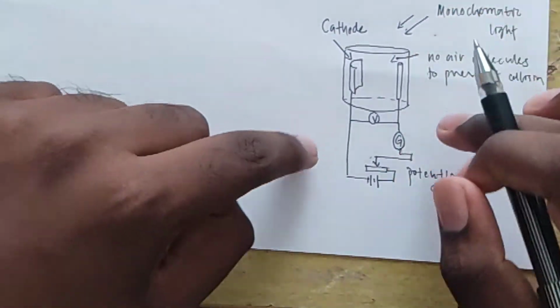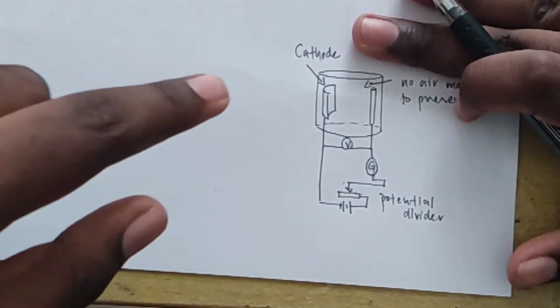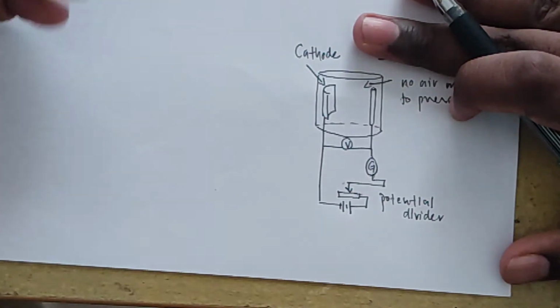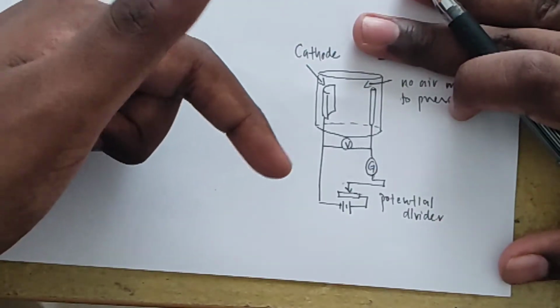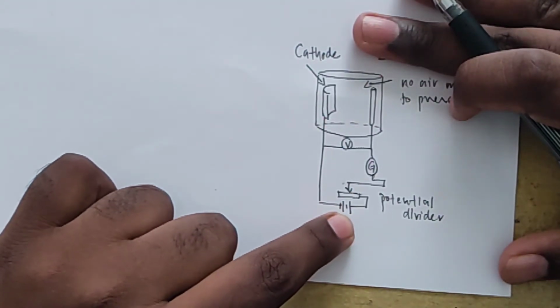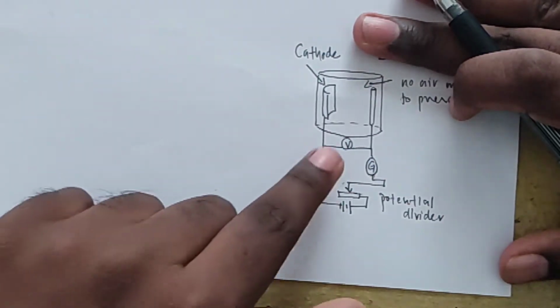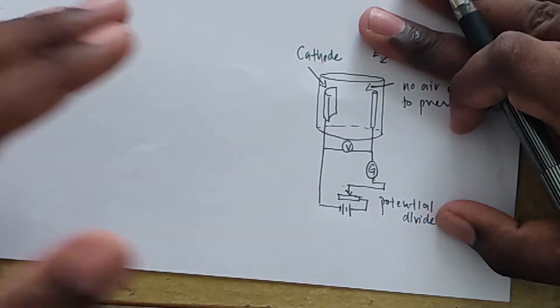Right now, at this moment, assuming there's no monochromatic light, the circuit is incomplete, or it's an open circuit. There's no electricity flowing through it. As you can see, there are batteries down here, a potential divider over here, a galvanometer and a voltage reader. But there's no electricity.